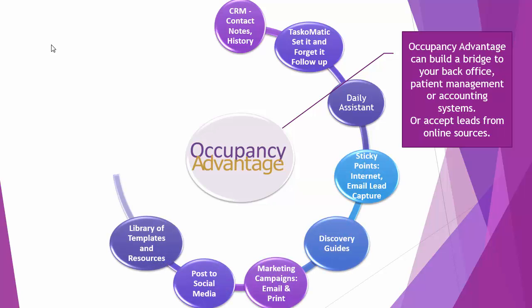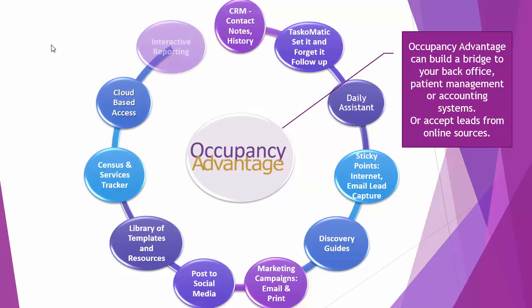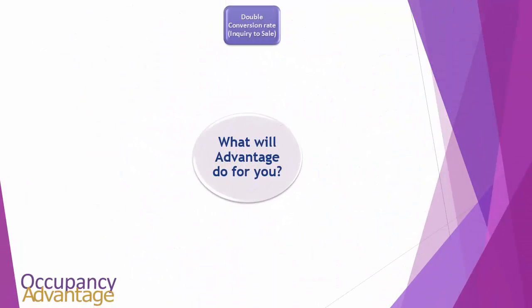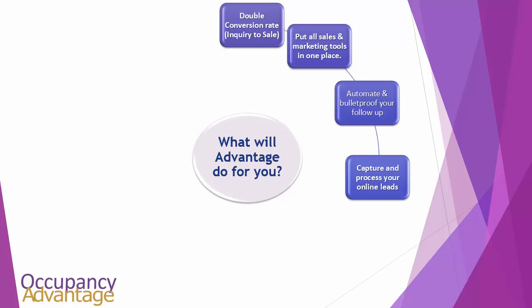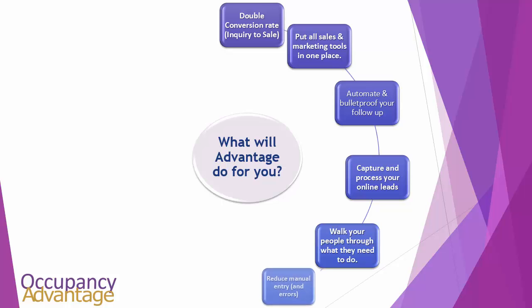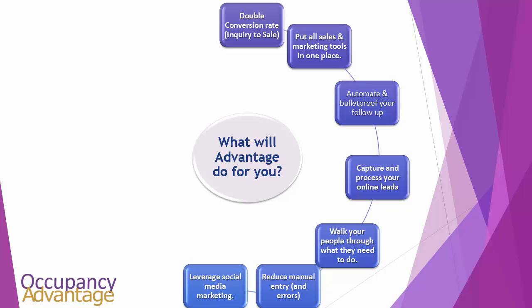Those are just some of the highlights of Occupancy Advantage. Here's a recap of what Occupancy Advantage does for you. It doubles your conversion rates, inquiry to sale. It puts all of your sales and marketing tools in one place for easy access. It automates and bulletproofs your follow-up. It captures and processes your online leads. It walks your people through everything they need to do that day. It reduces manual entry and errors that occur. It allows you to leverage social media marketing.